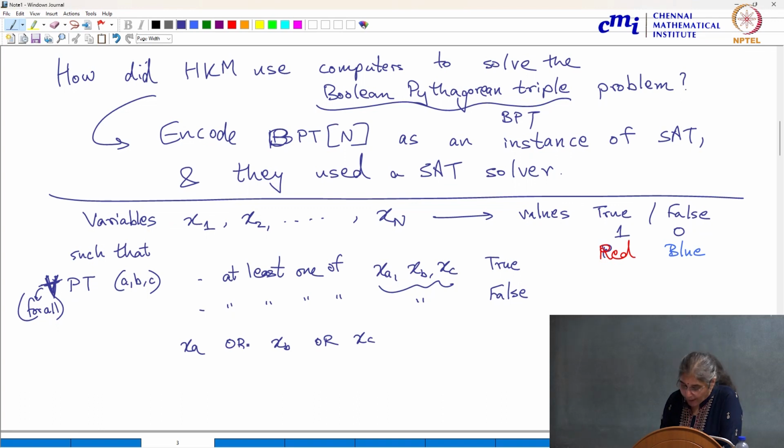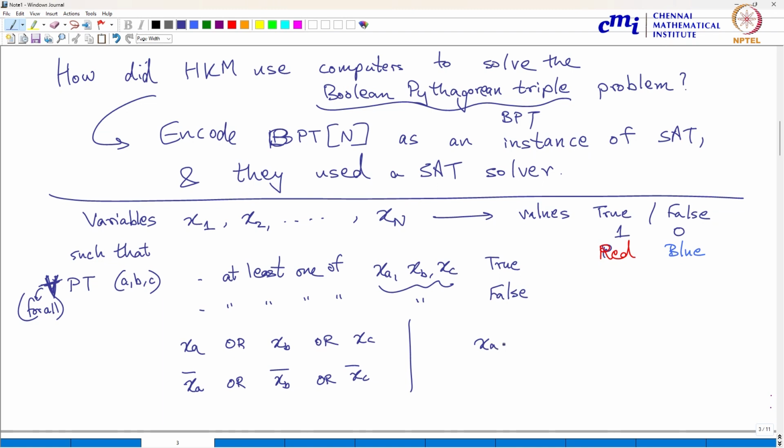And at least one of them is false. So this is our usual convention for writing false. You put a bar on top to say it is the negated value. XA bar or XB bar or XC bar. And in fact, the OR is usually written like this. So for every Pythagorean triple ABC, I have these two constraints.